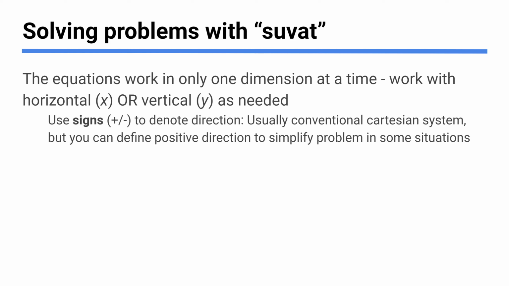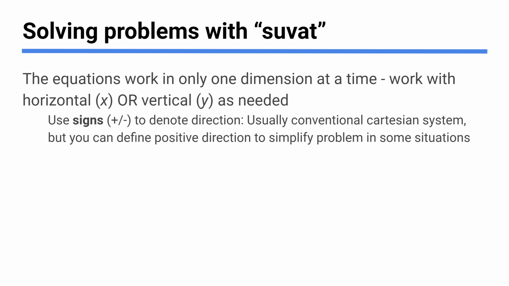Make sure that you're going to use signs. These are vectors, so we need to assign direction, and our convention is we use plus and minus for direction. So picture your regular Cartesian plane, your XY plane. That's the easiest way to do it. Usually we're going to say positive is to the right, negative is to the left, for example, in a horizontal problem, or positive is up, negative down in a vertical problem. That's just a convention, though.